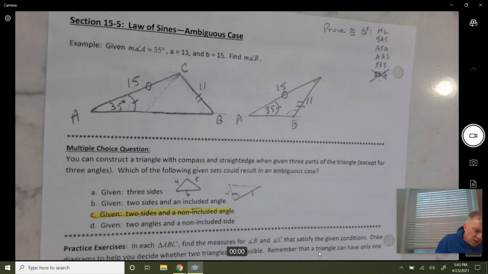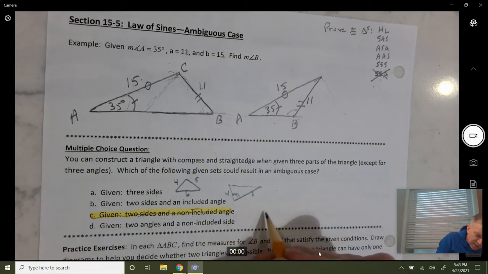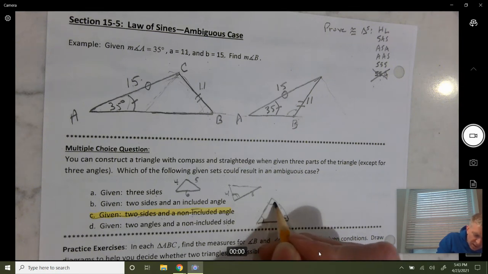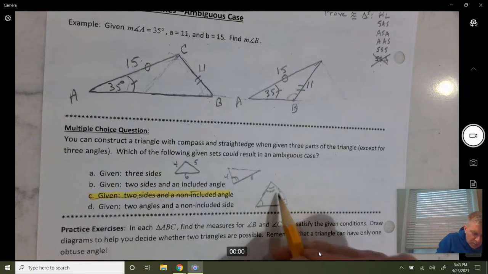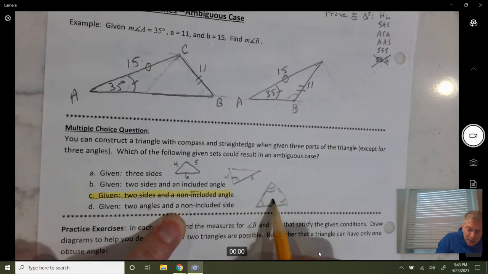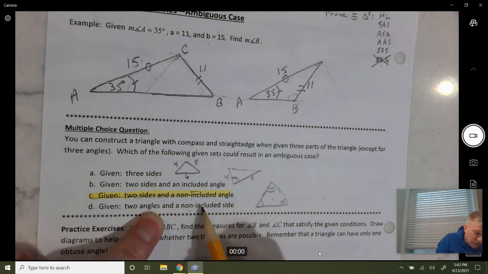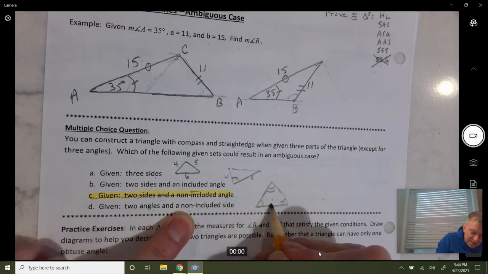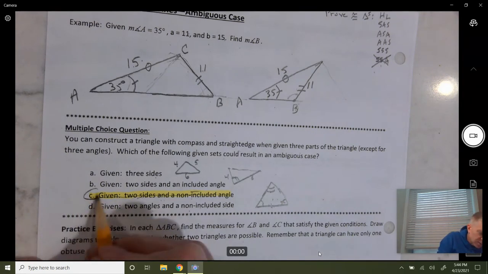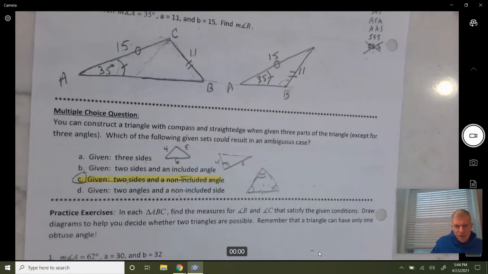Okay. 2 angles and a non-included side. Well, if you have 2 angles, though, you really have all 3 angles. If you had to fix this angle and this angle, you've already fixed the third angle, right? They don't have to be congruent to each other. But once you've done that, you can't prove it's congruent to another triangle with the same angles because it could be bigger or smaller. But then once you fix one of the sides, well, then you fix the triangle. So C is the correct answer here. That one would result in an ambiguous case.